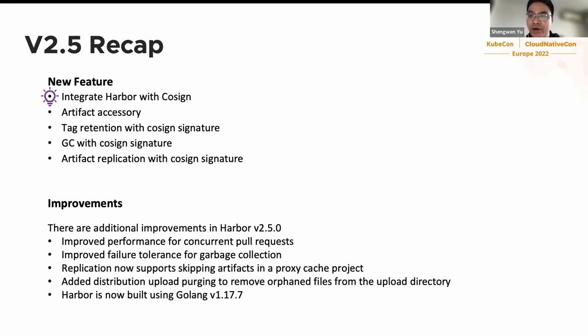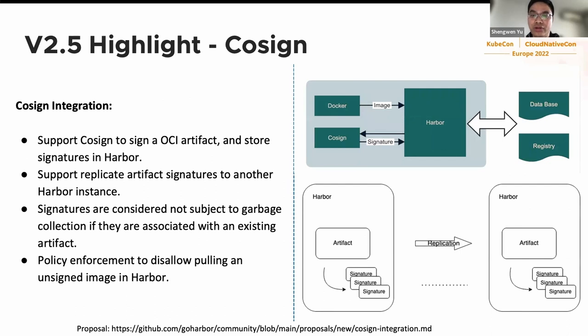We will have a demo on this cosign integration later in this session, but let's talk about some details of it now. Firstly, Harbor users might be interested in how cosign signature is stored in Harbor. The cosign signature is essentially an OCI compatible artifact stored in Harbor as an accessory, which is associated to the subject artifact and can be deleted independently. Although the accessory is an OCI compatible artifact in essence, there are some limitations on it. For example, cosign accessory cannot be scanned in Harbor.